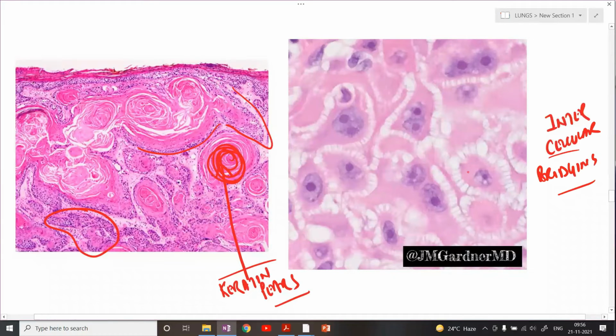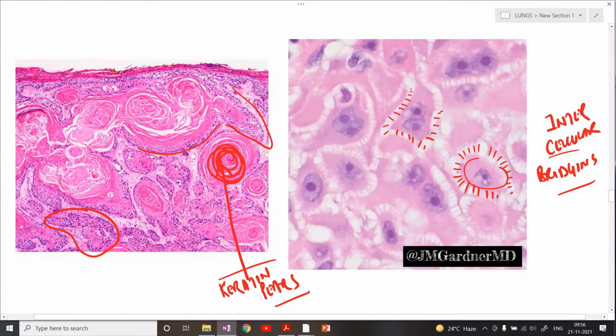Okay, so this is what intercellular. Now, can you see this? This is one cell, and can you see this prominence of intercellular bridging? It is not prominent in normal squamous epithelium. This is called intercellular bridging. It's like there is a bridging between the two cells.